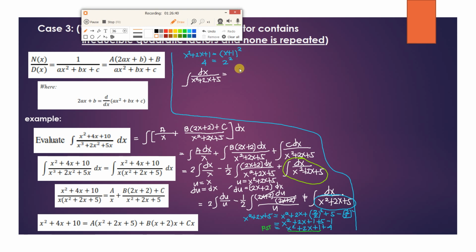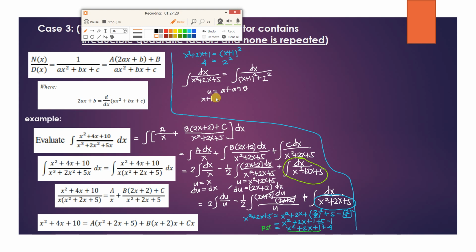Okay, magiging ano na siya? Dx over, so binago na natin itsura ng denominator, magiging x plus 1 na siya, squared, plus 2 squared. Okay, naging square of binomial na siya. So again, sa quiz or sa exam, pag hindi nyo pinakita yung transformation ng trinomial to become a square of binomial or binomial squares, mamalian ko yon. So, anong method ang gagawin ngayon natin para dyan? Trigonometric substitution using tangent. So, let u is equals to a tangent theta. Okay, sino si u? Si u si x plus 1.